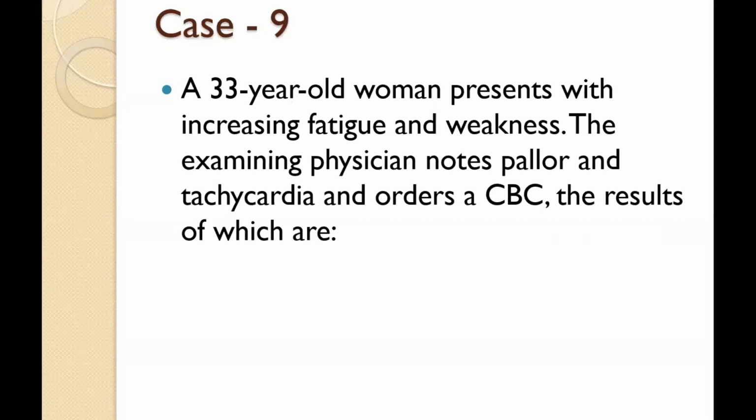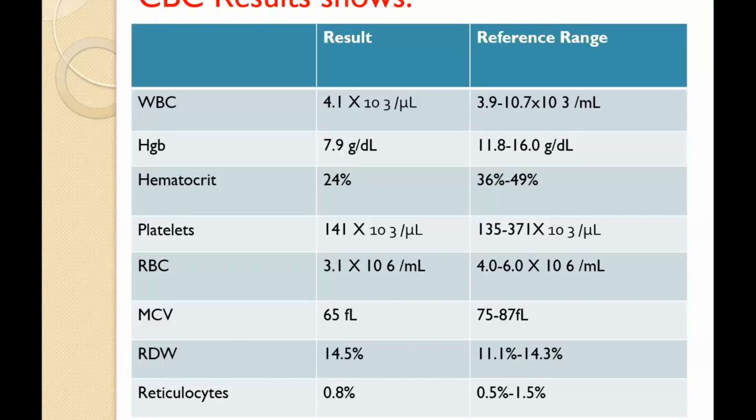This 33-year-old female presented with fatigue and weakness. They ordered CBC in this case, and they found low hemoglobin, low MCV, reticulocyte normal, RDW normal. Now, what is required in this situation? This reticulocyte count is apparently looking normal.